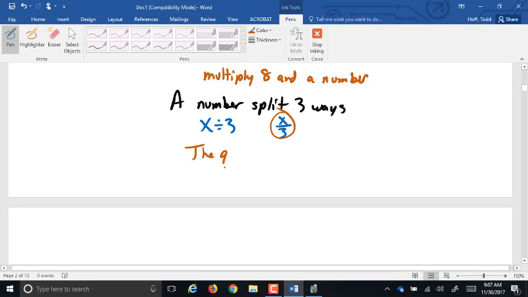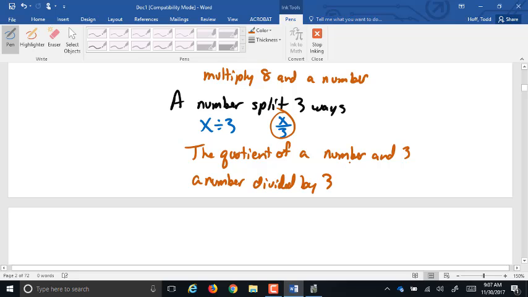There's the one, the quotient of a number and 3. A number divided by 3. And of course, there are probably a lot of other ways you could write that out if we sat here and tried to think them out.